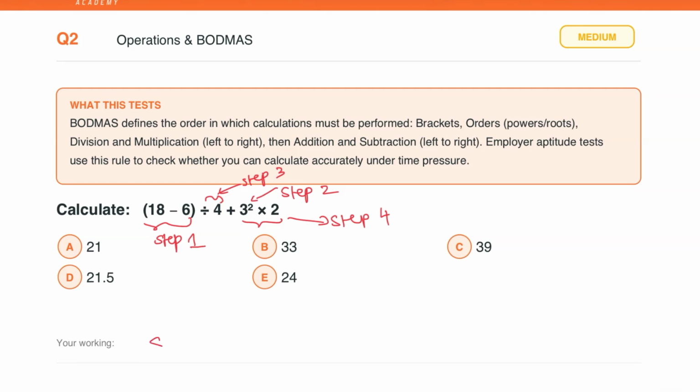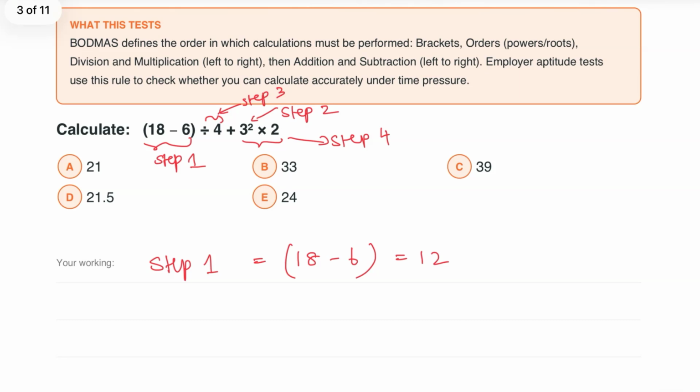First, we'll do step 1, which is 18 minus 6. 18 minus 6 is 12. Then we can go to step 2, which would be the power. That would be 3 into 3, which would be 9, because 3 to the power of 2 means 3 into 3.